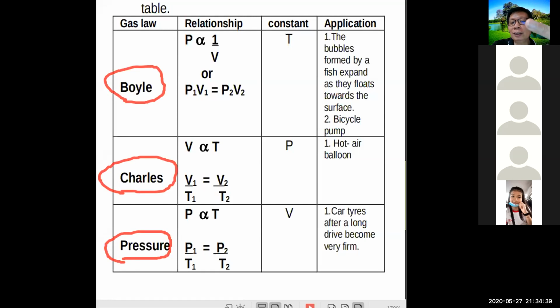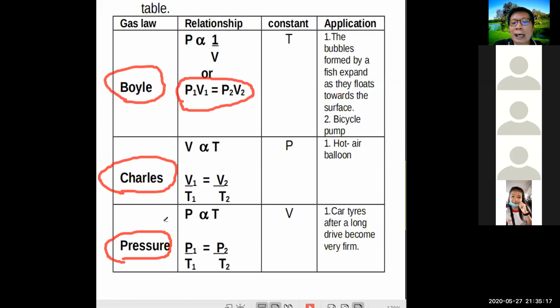Law, definitely formula, right? Boyle's law formula is this one. P1 V1 equal P2 V2. Pressure, volume, pressure, volume. So meaning that Boyle's law is a study of pressure and volume of gas. Pressure of the gas and volume of the gas. 1 and 2 mean first situation, second situation. So this is Boyle's law formula, right? Don't worry, we just go through the surface first. Later on, we go into detail.